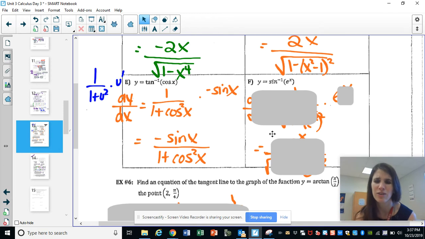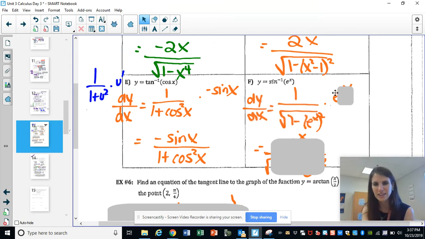All right, we got another sine one here. You guys can do this. You've had plenty of practice with sine. And look at your inside function, e to the x. Try to remember what the derivative of e to the x is from the previous lesson. So pause the video, try to do this one real quick. It is, whoa, smartboard's kind of wonky.